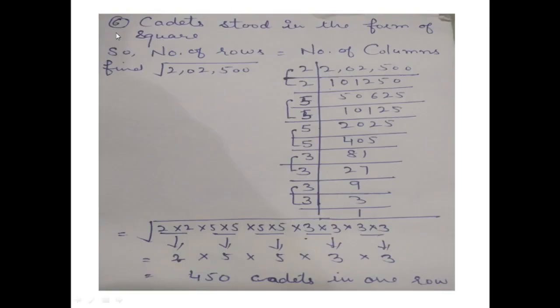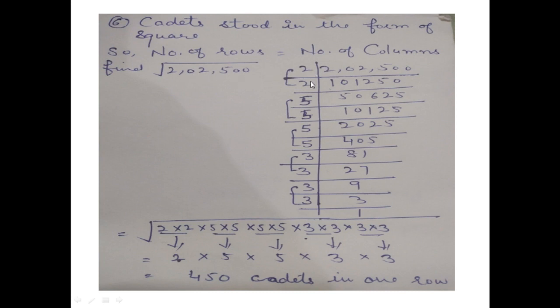This is question number 6, and your question is, an officer wants to arrange 2,02,500 cadets in the form of a square. How many cadets were there in each row? So what is in your question? That cadets stood in the form of a square. So the number of rows is equal to the number of columns. So in this question, you will find the square root of the given number, that is 2,02,500.